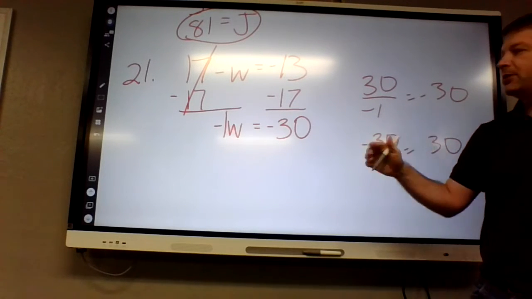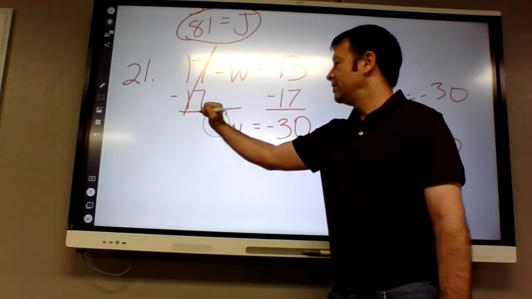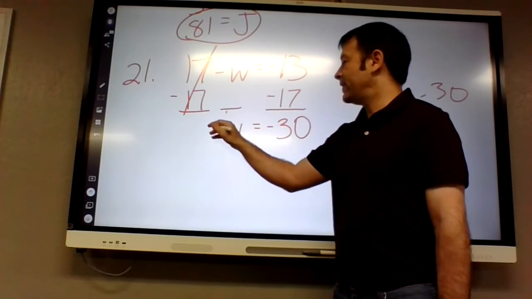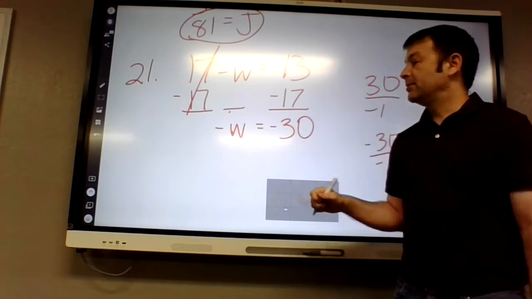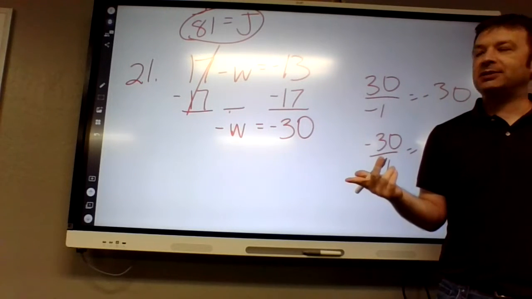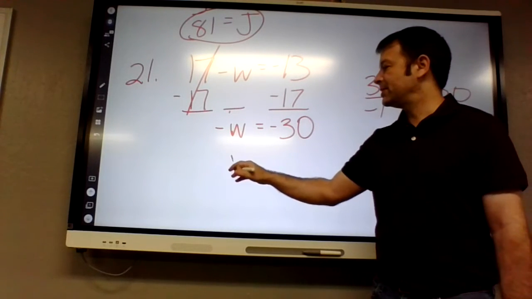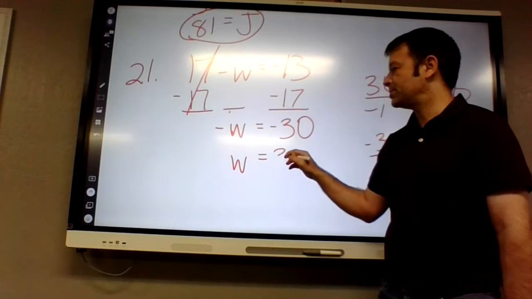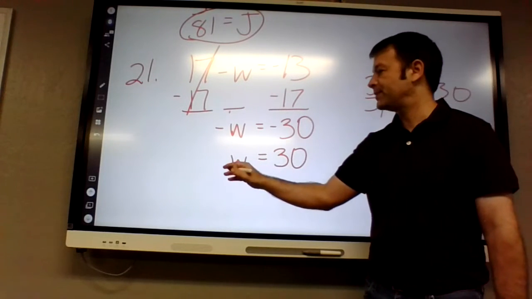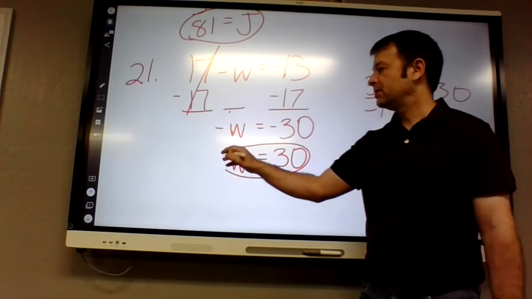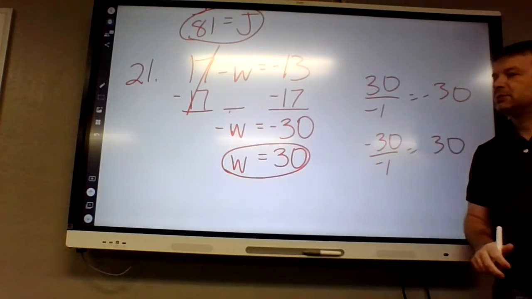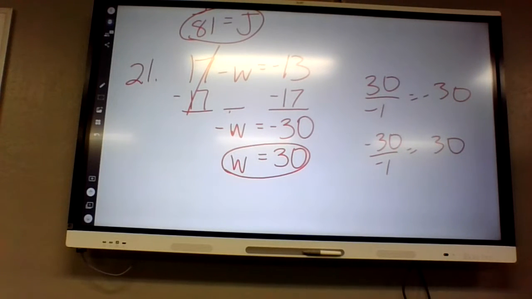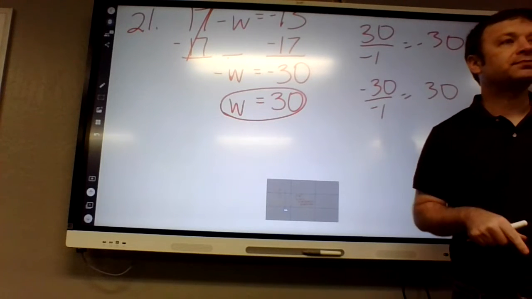You could write down that we're dividing by negative 1. We're actually multiplying by negative 1 does the exact same thing. But basically the signs just switch. Positive W equals positive 30. Because if negative W equals negative 30, positive W equals positive 30. Just switch the signs.